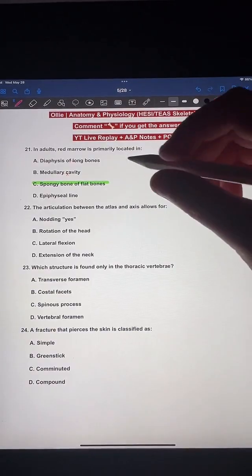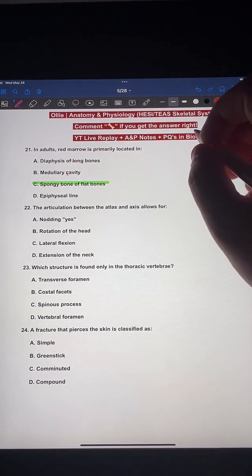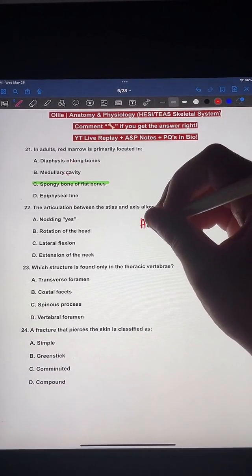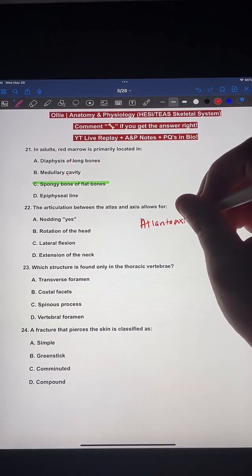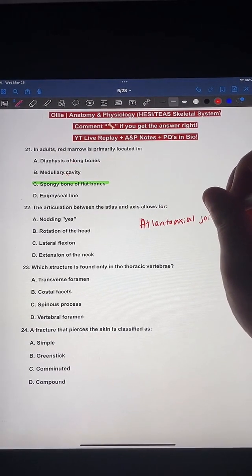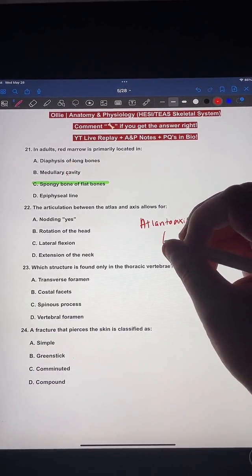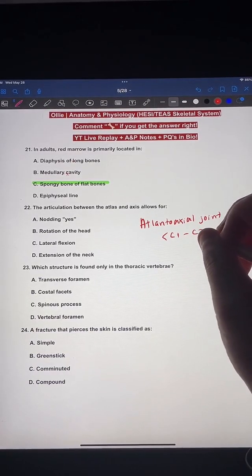But number 22, the articulation between the atlas and the axis allows for what? The articulation, particularly it is our atlantoaxial joint. It's between C1 and C2.